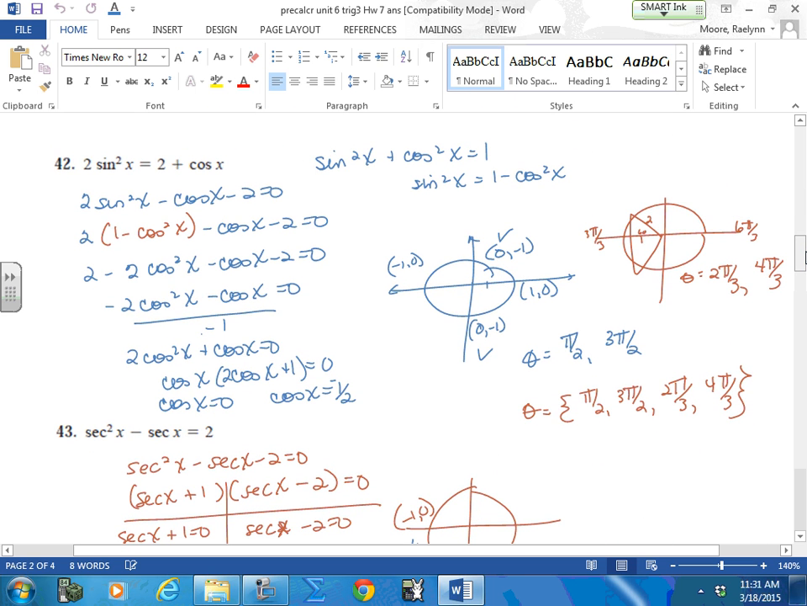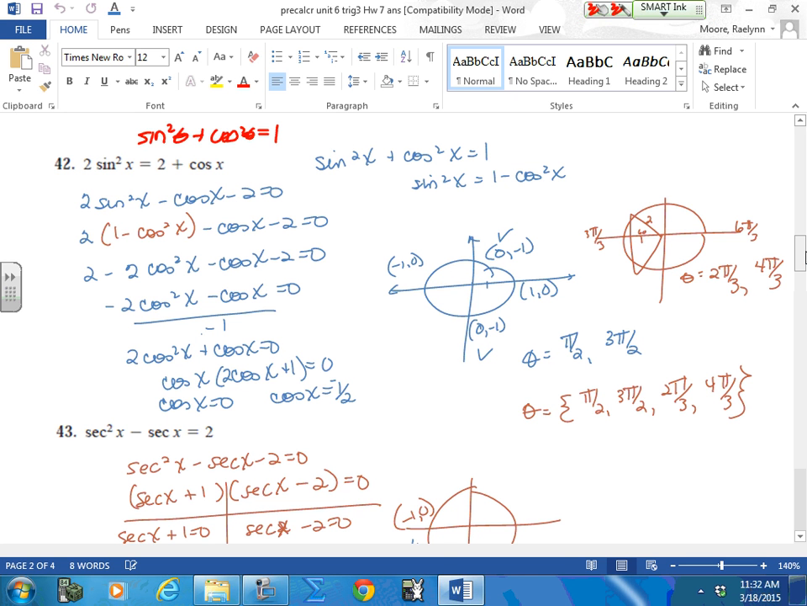This one was one of the ones we did in class yesterday. Were you guys able to take out the sine squared and put in the cosine, the 1 minus cosine squared in this one? It's just the same as saying if I have 2y squared equals 2 plus x, I can't solve one equation with 2 variables. So the one identity that you have to remember is the Pythagorean identity. The cosine squared plus sine squared equals 1.